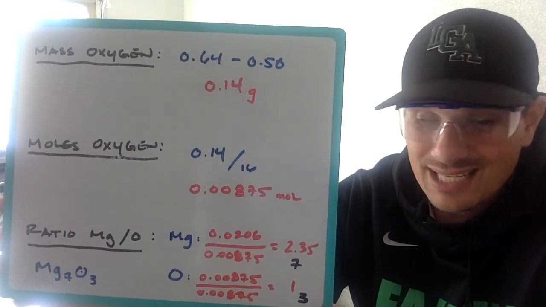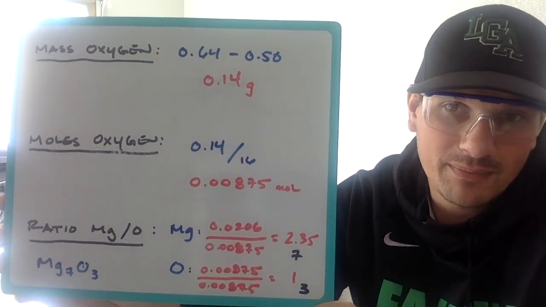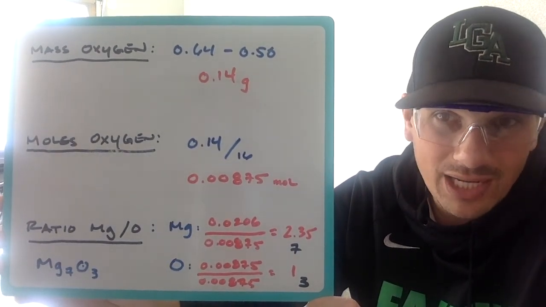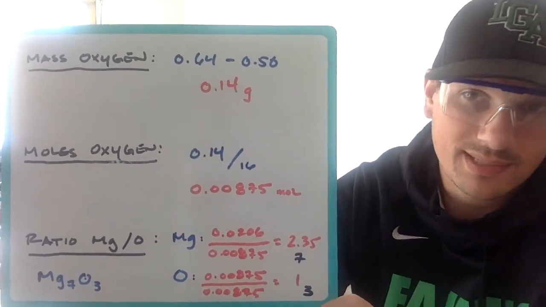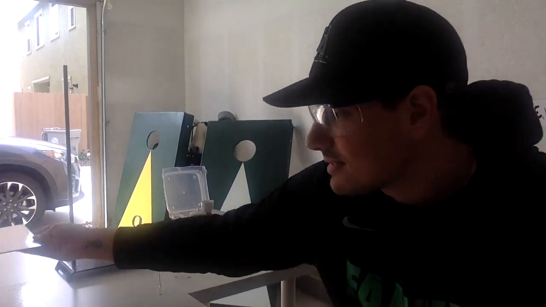Your error analysis, you can figure out. It's supposed to be 1 that we got. So you have to do 1 minus 2.35 divided by 1. So it's going to be a pretty heavy error analysis, like way, way more than 100%.